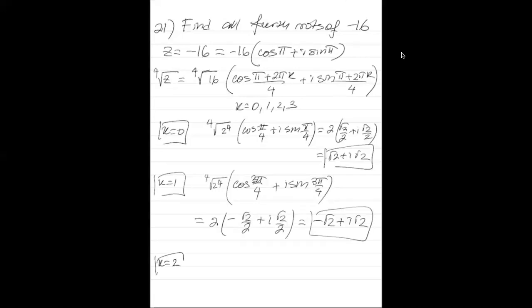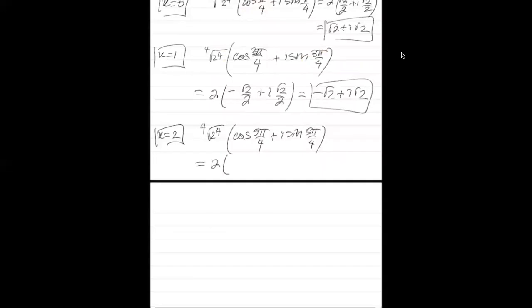k equals 2. You're going to have the 4th root of 2 to the 4th. And here we're substituting k equals 2, so we have pi plus 4 pi. So that's 5 pi over 4, cosine plus i sine 5 pi over 4, times 2. So cosine here is negative and sine is negative. So it's negative root 2 minus i root 2.